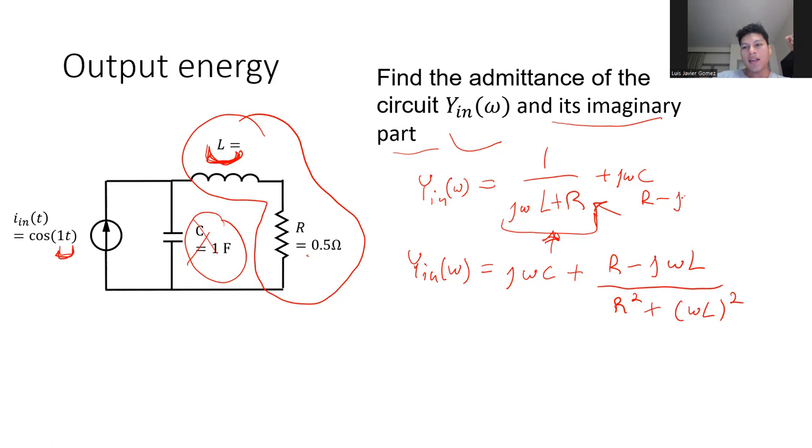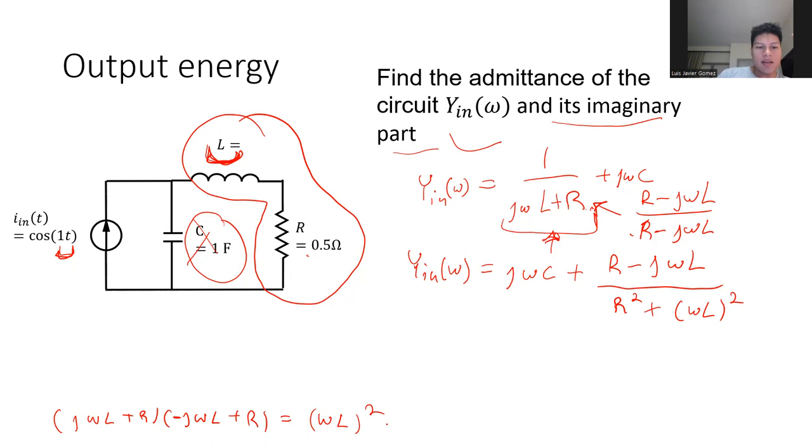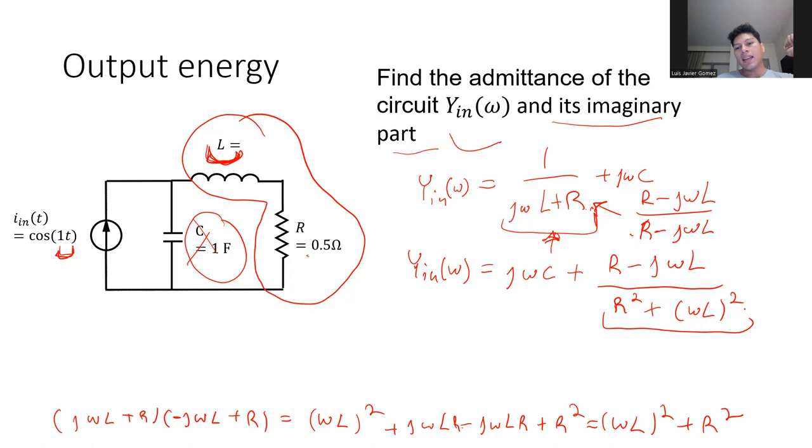So all I did to this is I just multiplied it by R minus j omega L and then R minus j omega L. So when I do this times that, I basically do j omega L plus R, j omega L negative plus R. So that gives me omega L squared plus j omega L R minus j omega L R plus R squared, which is just omega L squared plus R squared, which is what I have here basically. Okay, so that's the admittance of this.